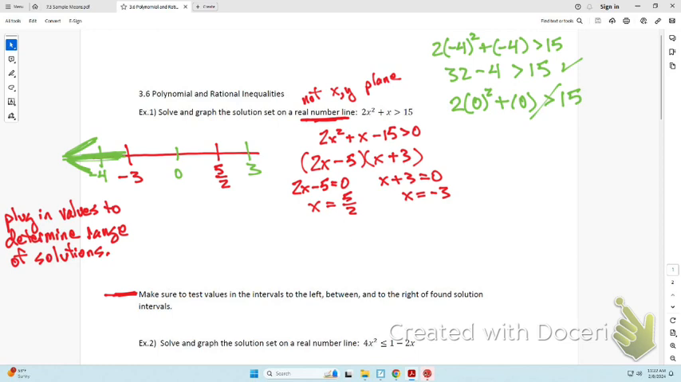I bet 3 checks out, because usually if it's on the left side, it's also on the right side. And yeah, 9 times 2 is 18, plus 3 is greater than 15. So our second solution is over here. Let's use an open dot, because I don't see it or equals, and we are done. All right, move on to number 2.